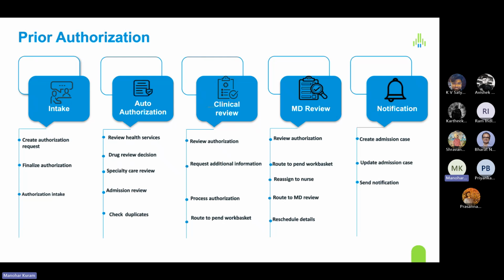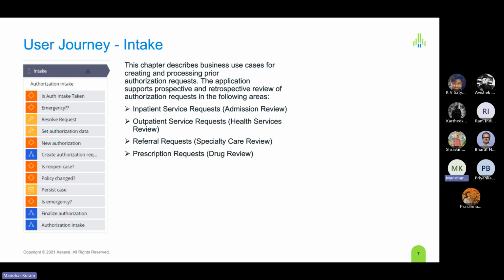Now let me walk you through the user journey one by one. This was the overview. Now let me take you into the detail of the user journey of intake. The application supports prospective and retrospective review of authorization requests in the following areas. One is inpatient, that is admission review. Two is outpatient, that is health services review. Three is referral requests, which is specialty care review. Four is prescription request, which is drug review.